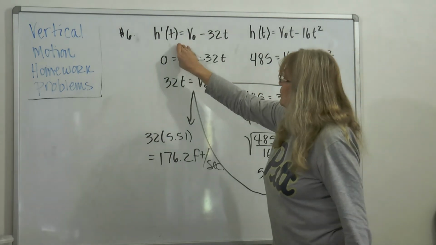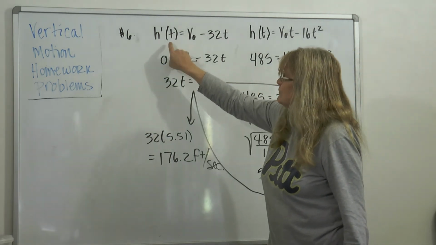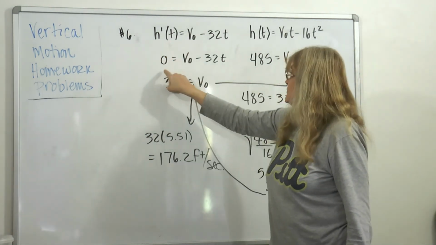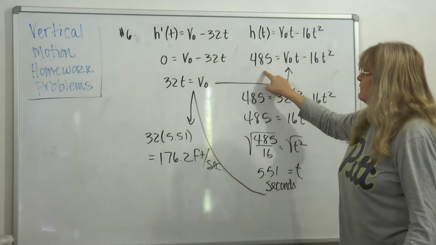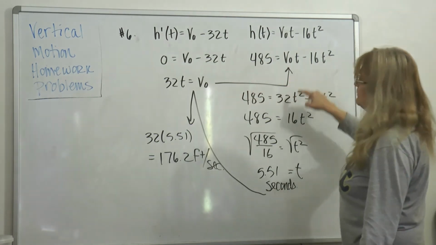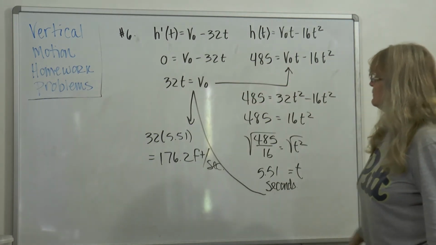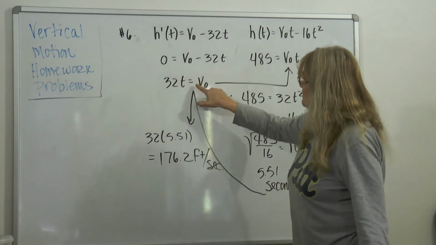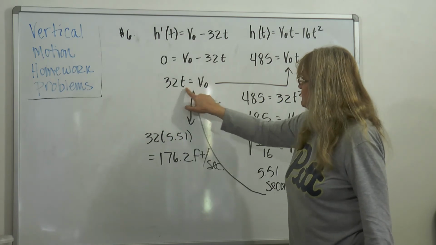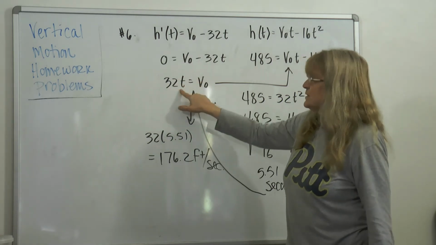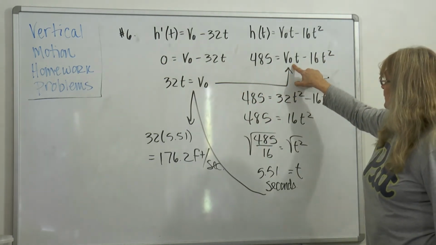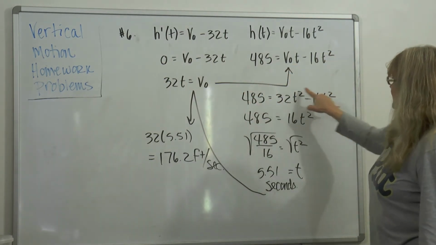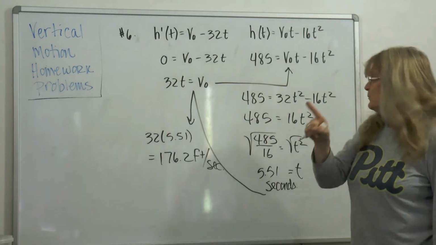Okay, I know max height occurs whenever the slope of the tangent line is 0. And I know the max height is 485 because that's given in the problem. So there's actually my two equations and two unknowns. So I solve this one, v sub naught in terms of t. Take that definition of v sub naught and put it in here. Okay, so this gives me one equation with one variable.